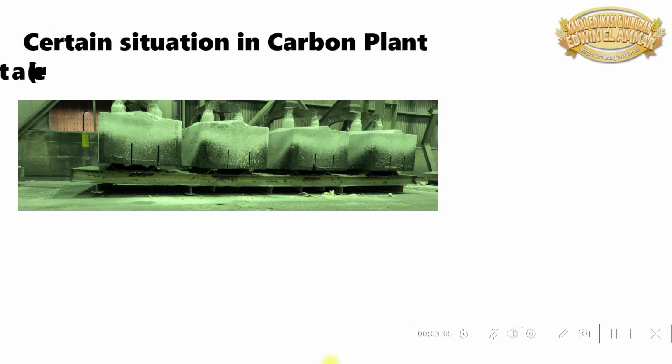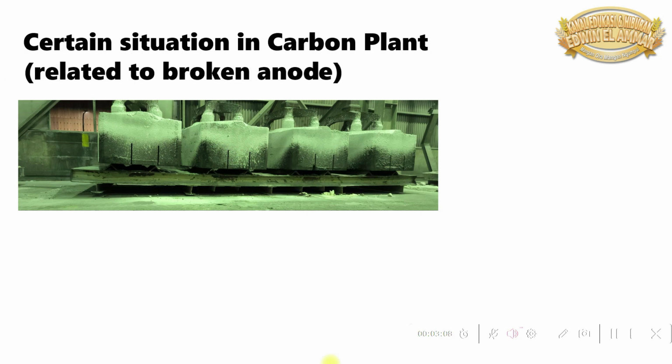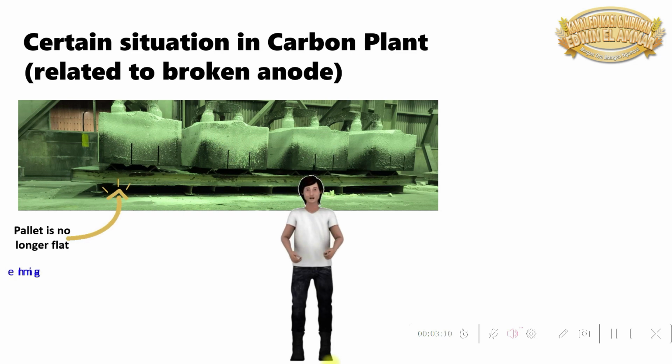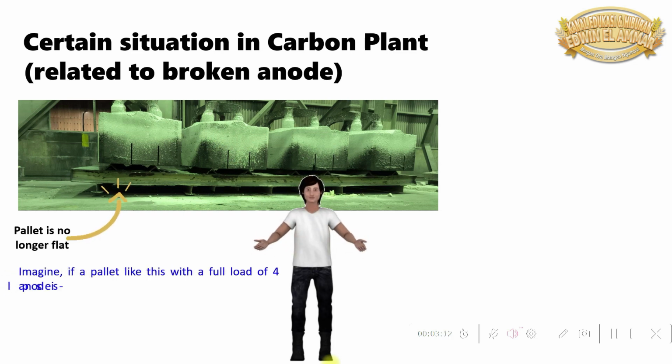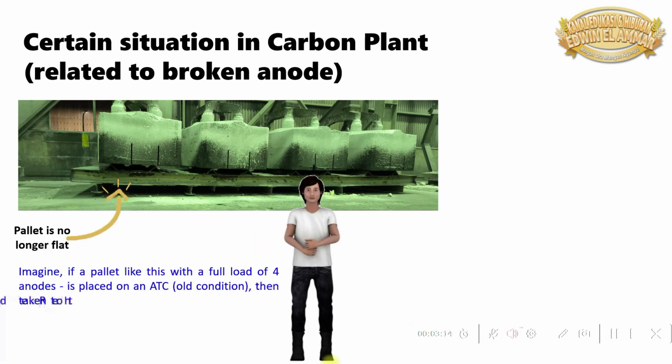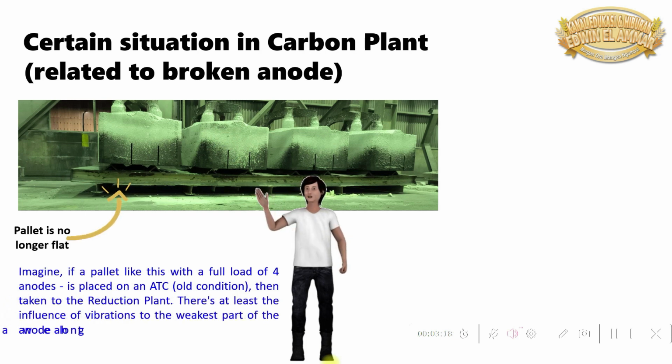Certain situation in carbon plant, related to broken anode. Pallet is no longer flat. Imagine, if a pallet like this with a full load of 4 anodes is placed on an ATC, old condition, then taken to the reduction plant. There's at least the influence of vibrations to the weakest part of the anode along the way, right?